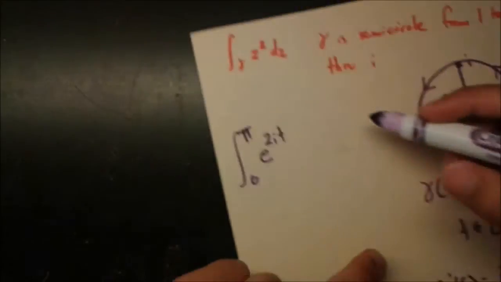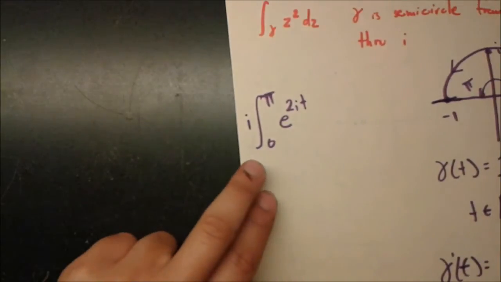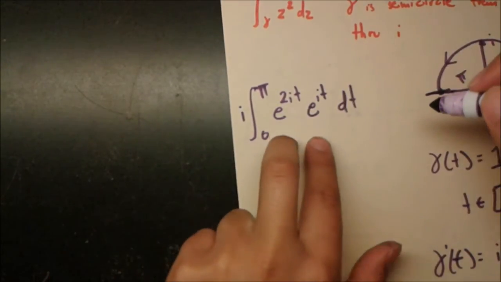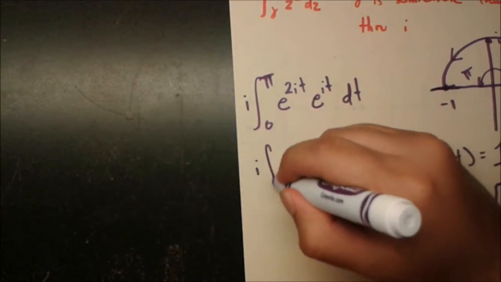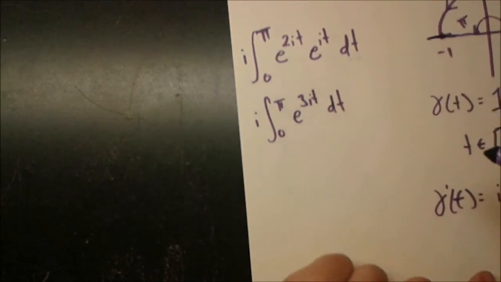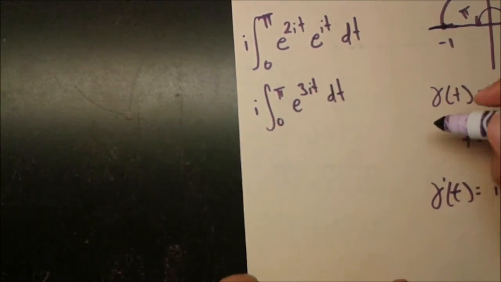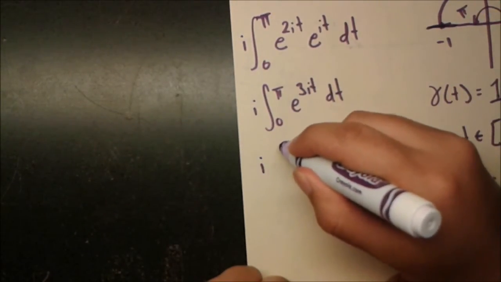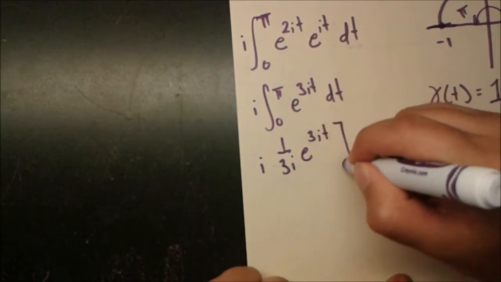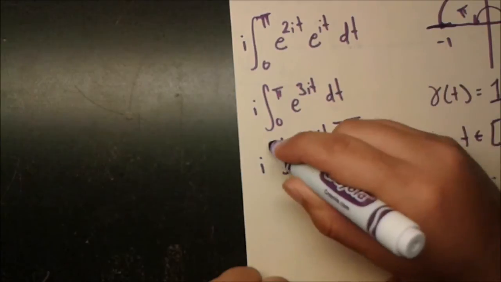So now we plug that in here. I'm going to take the i outside because it's a constant, and we're going to have e to the it dt. So now these two can multiply together: i, integral from 0 to pi, e to the 3it dt. Now this we can work out. So it's going to be i times 1 over 3i e to the 3it, limits 0 to pi.